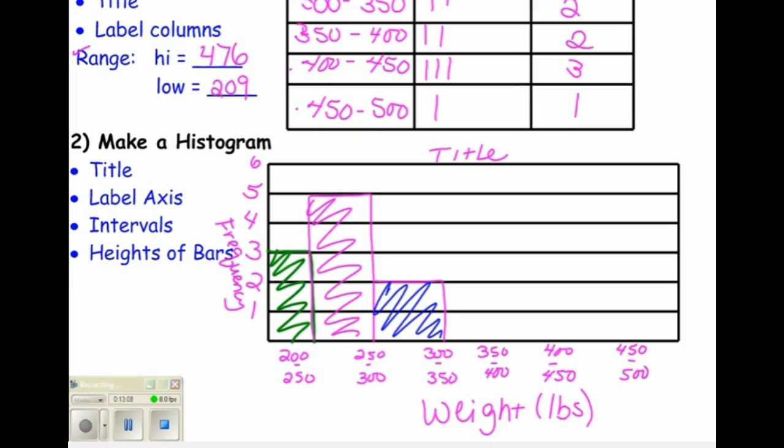And then 350 to 400 also had an occurrence of twice. 400 to 450 occurred 3 times. And 1 in that category, 450 to 500. And then just take and shade in your graphs, and it's all completed.